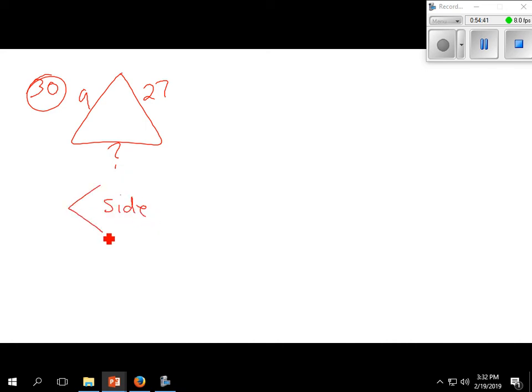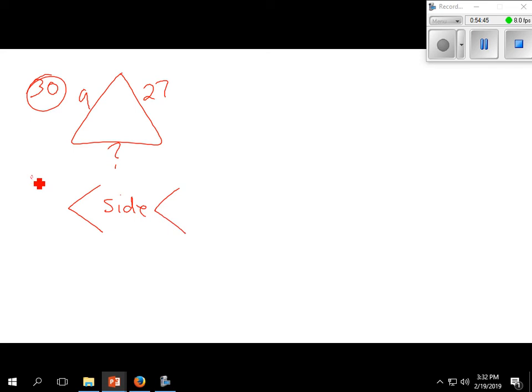Problem 30. Triangle has two sides that measure 9 and 27 inches. Describe the possible lengths of the third side. To describe this, so we got a triangle, one side's 9, one side's 27. We don't know what the third side is. To describe it, I'm just going to use a compound inequality.